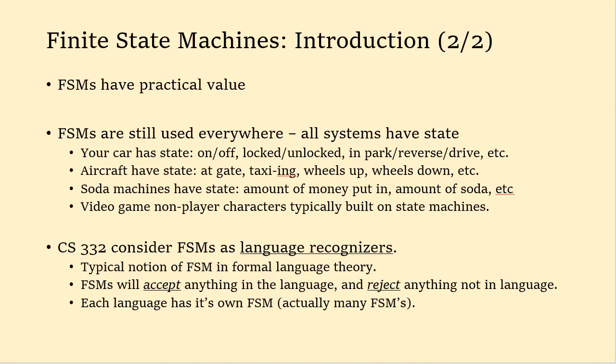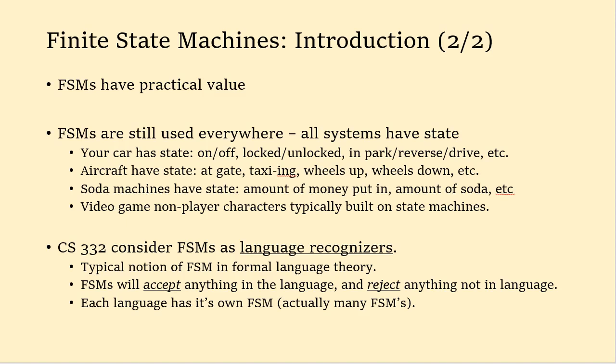Aircraft have state: at gate, taxiing, wheels up, wheels down. Your car has state. Usually non-player characters in a video game are based off of state machines. They're getting smarter, right? They're getting some AI type stuff in there, machine learning type stuff in there, but guess what? There are machine learning systems that are built on state machines. So we're going to consider the theoretical aspects more so in this class, and we'll get to the practical aspects.